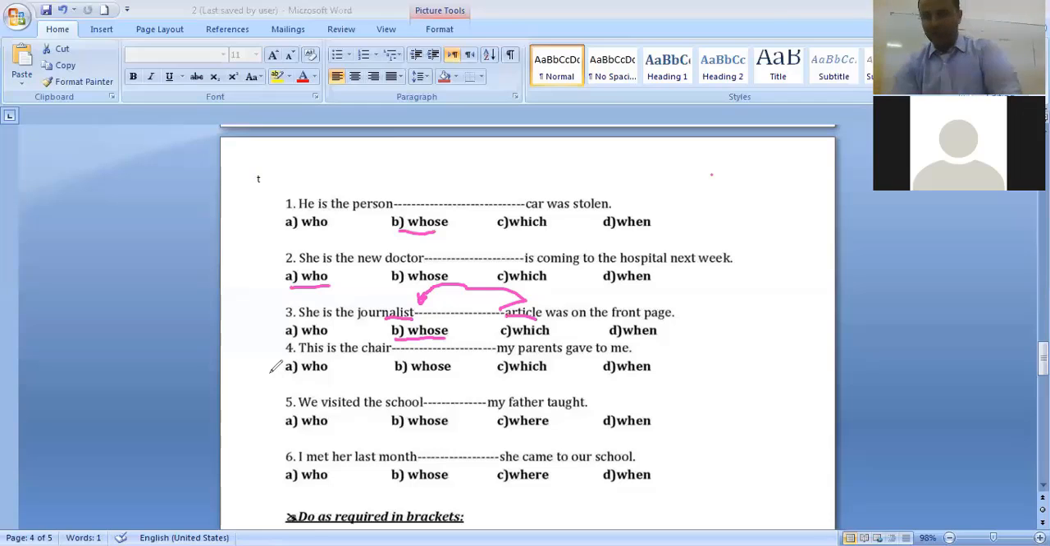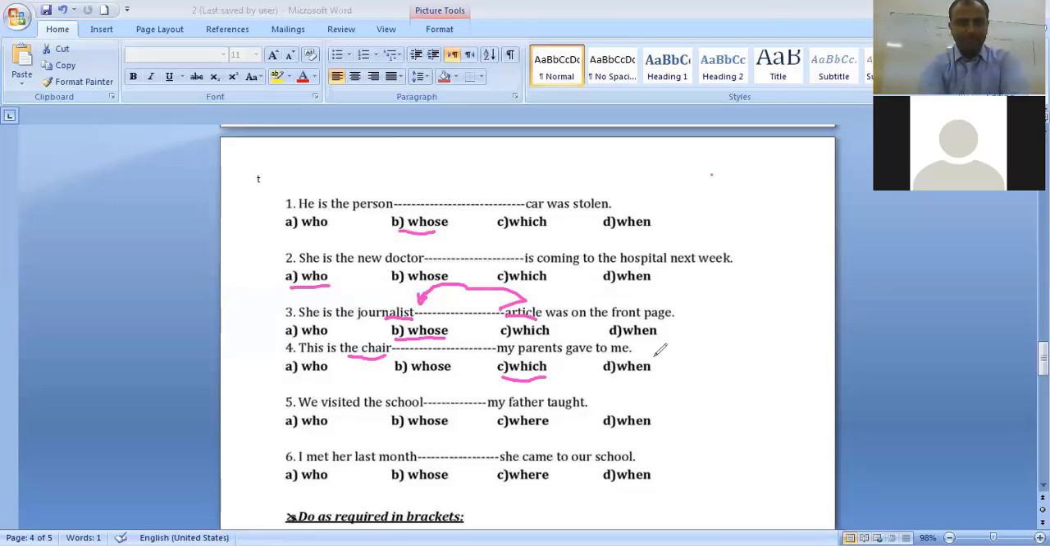Number 4. This is the chair. Chair, as you know, the one I'm sitting on, this one. This is the chair my parents gave to me. Here I'm talking about what? I'm talking about the chair. Which pronoun is the right one? Who, whose, which, or when? Thank you, Badr. Yes. Chair, it's things, not people. So we use which.